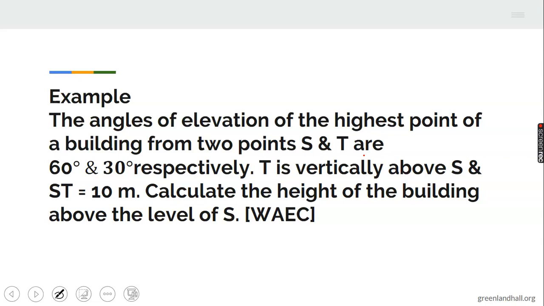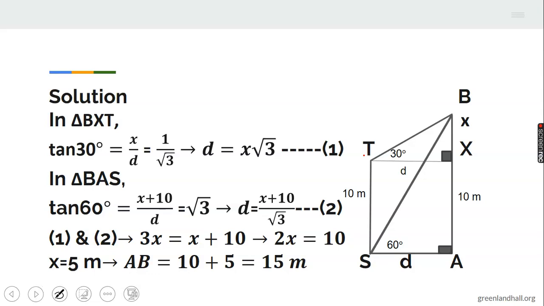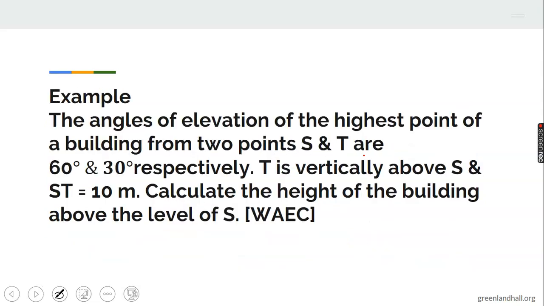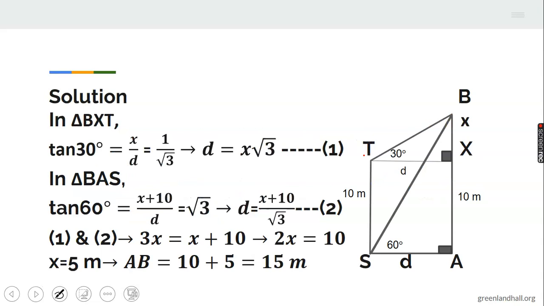That's the bearing. Now I have another example dealing with angle of elevation. The angles of elevation of the highest point of a building from points X and T are 60 and 30 respectively. T is vertically above X and XT is 10. Calculate the height of the building above the level of X. This is a word question. So this is the tower, 10 meters. So here it will be 10 meters because this is a rectangle.